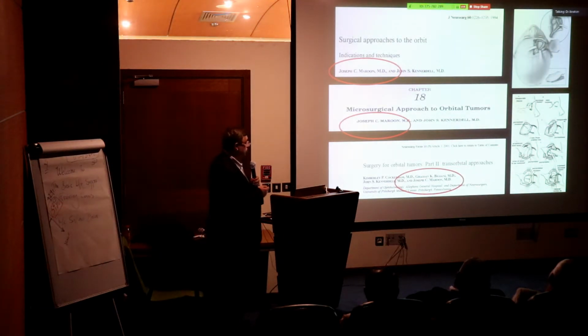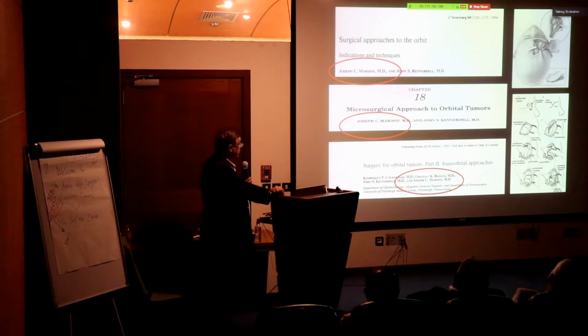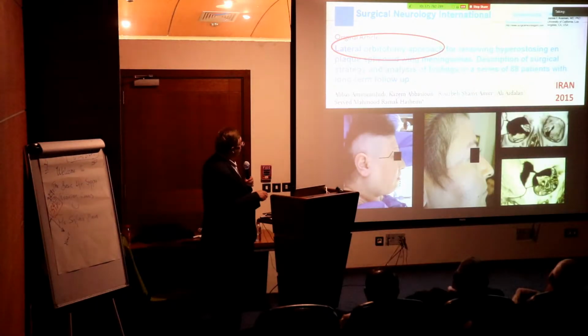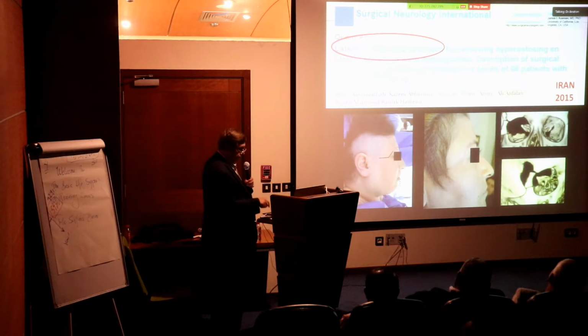When you mention orbital tumors, you have to mention the name of somebody, which is Joseph Maroon. Joseph is a friend of mine. He's from the Maronites of Lebanon. He's a great man, a great leader, and he spent his life doing orbital surgery. He's a neurosurgeon. So if you look at the publications, you can find most of the publications done by himself and his group. To mention it again, neurosurgeons were the masters of the orbit. And then came the others. This is another paper of the lateral orbitotomy from Iran.